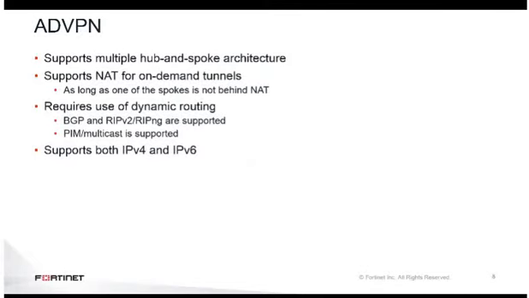AD-VPN supports single or multiple hub architectures. NAT is supported for the on-demand tunnels as long as one of the spokes is not behind NAT. AD-VPN requires the use of a routing protocol. Currently, it supports BGP and RIPv2, RIPng. It also supports PIM and multicast. Both IPv4 and IPv6 are supported.